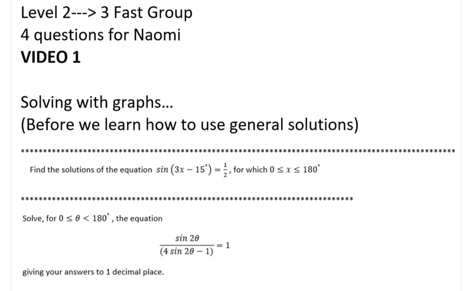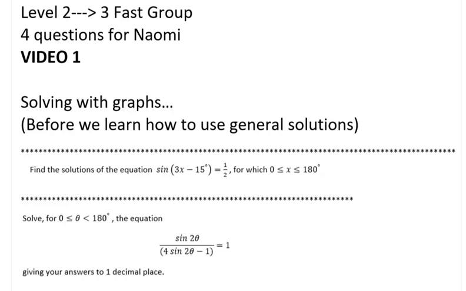So if you're watching this and you're doing level 3 and you already have a good understanding of all of the features of graphs and how to use general solutions, you're probably going to find this video a little bit too slow, but I want to make sure everyone knows the solving using a graph approach first before we start to look at general solutions. During this video though, a few things about the features of graphs are going to start to fall out.